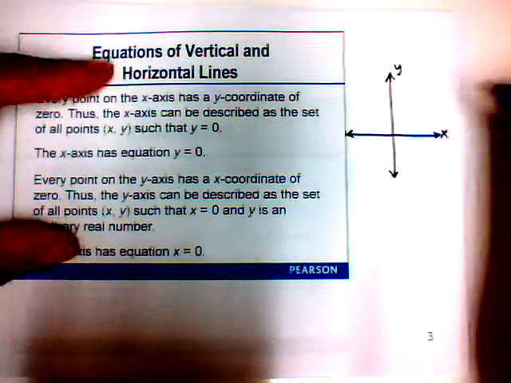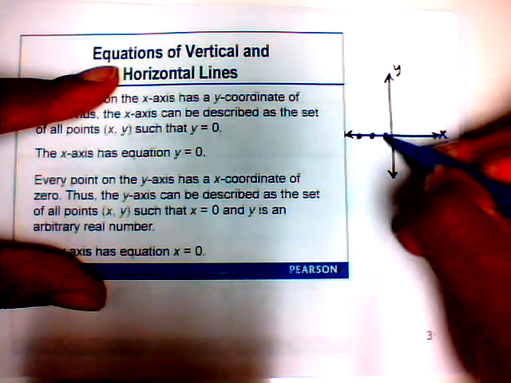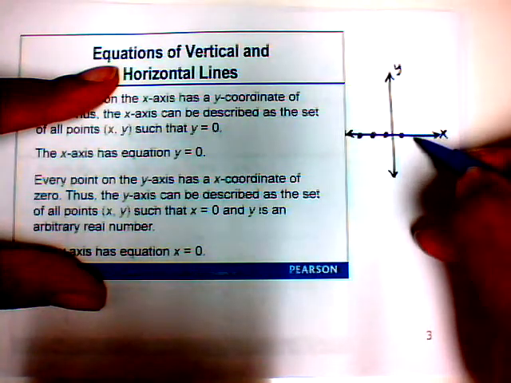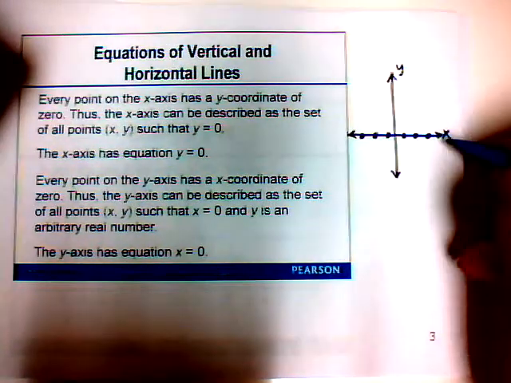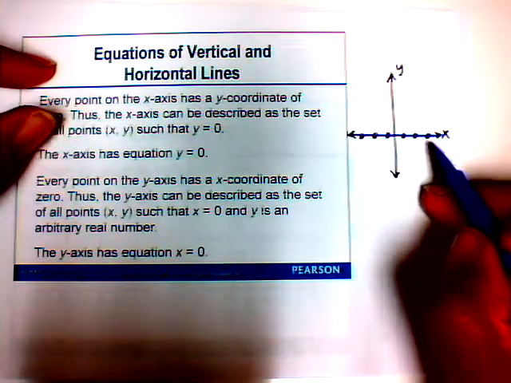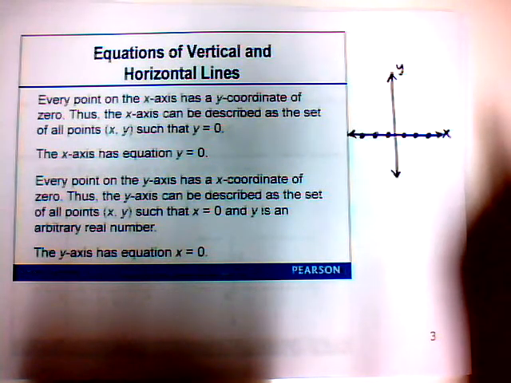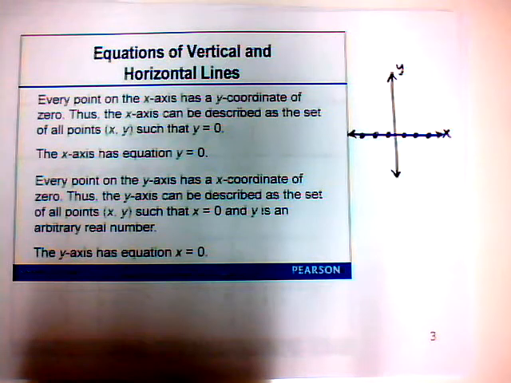Now, each point on the x-axis has the y-coordinate of 0 because you're either going to go to the left or to the right on the x-axis. But since y is 0, you're not going to move up or down, so that point will be on the x-axis. So these points that I've drawn have a y-coordinate of 0. So we can consider the x-axis having the equation y is equal to 0.